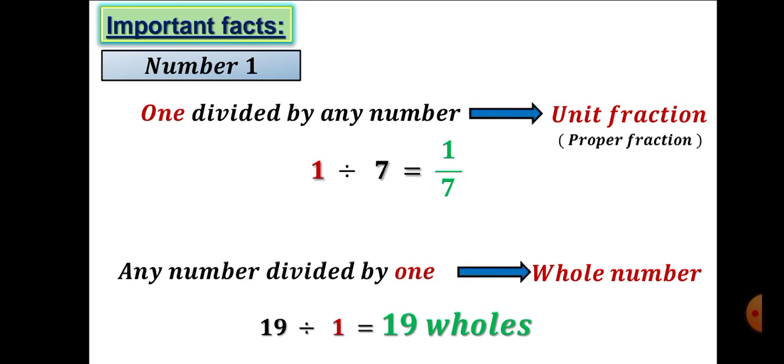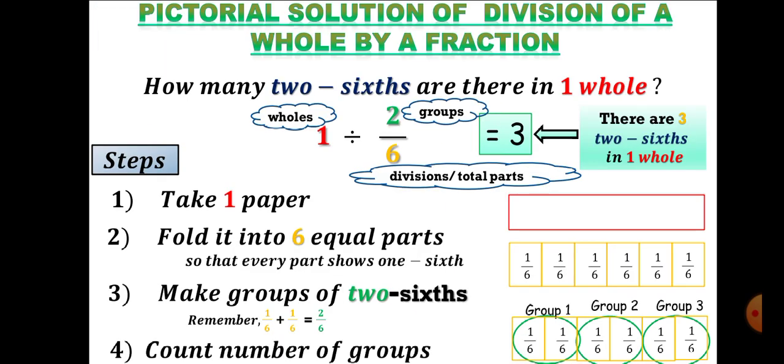Now let me tell you an important fact about number 1. 1 divided by any number gives a unit fraction, which is a proper fraction. So whenever I divide 1 by any number, like 1 divided by 7, it equals 1/7. That means whenever we divide 1 by any number, we get a unit fraction, and a unit fraction is a proper fraction. Then any number divided by 1 gives a whole number, like 19 divided by 1 equals 19 over 1, which is 19 whole. So if any number is divided by 1, we get a whole number, and if 1 is divided by any number, we get a unit fraction.